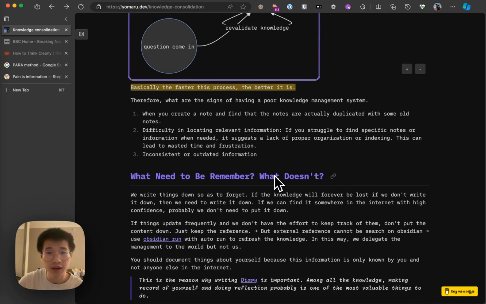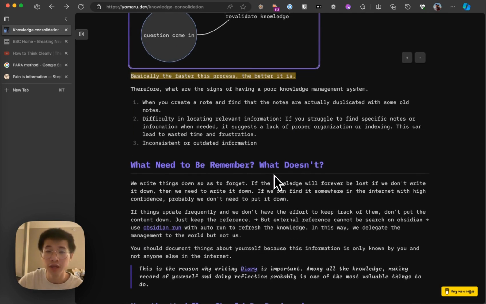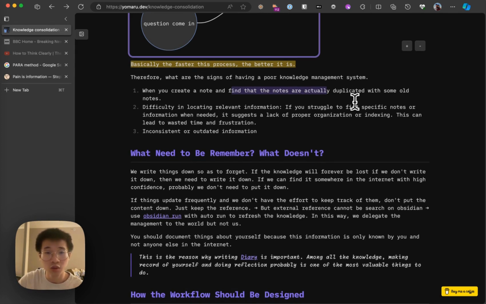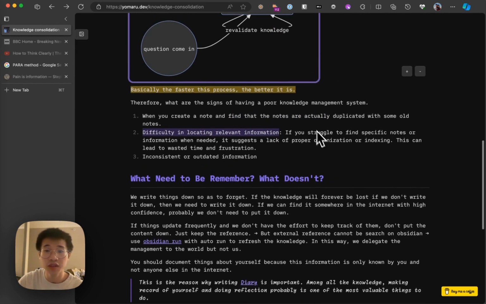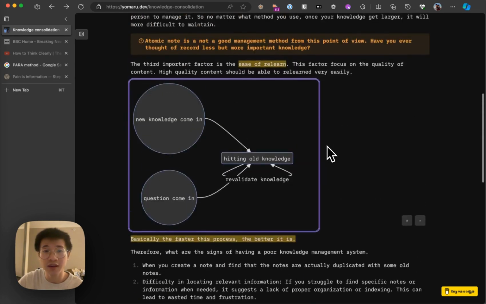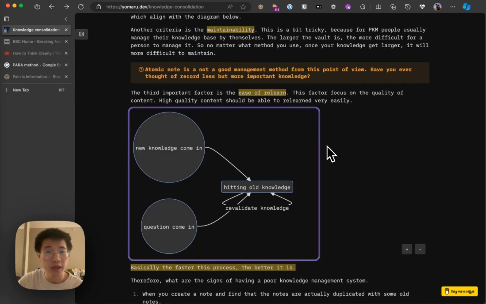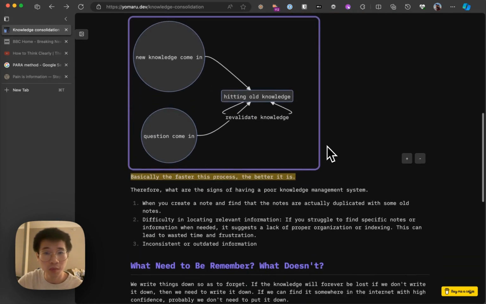Therefore, there are some signs of a poor knowledge management system. I put them here as well. For example, when you create a note and find that it actually duplicates some old notes, it means that your knowledge management is not doing well. And there is difficulty in locating relevant information. It means that there is poor organization, there is no indexing, or there are just too many notes. You're not using proper keywords.